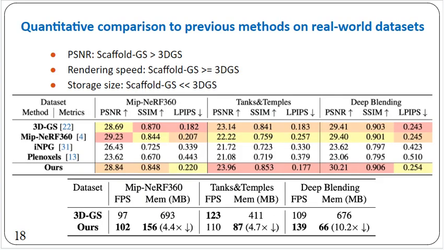The author did an experiment on the real-world data set to compare to the previous work, which is the 3D Gaussian splatting. We can easily see that Scaffold Gaussian has a better PSNR score than 3D Gaussian splatting, and also it has the faster rendering speed. Not only the PSNR score and the rendering speed, it also has the less storage size.